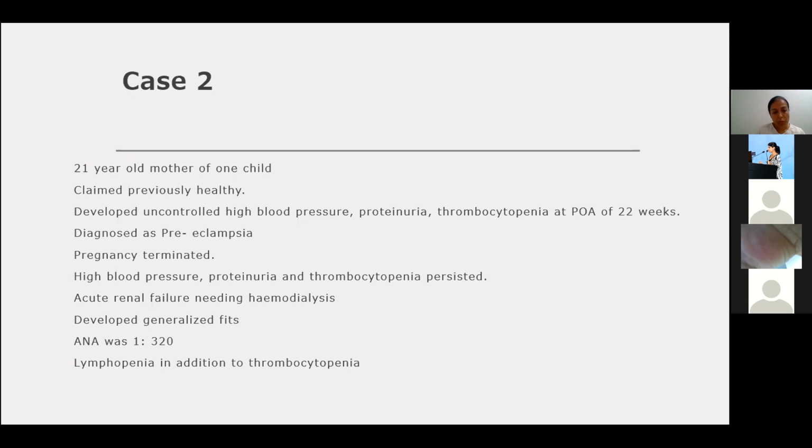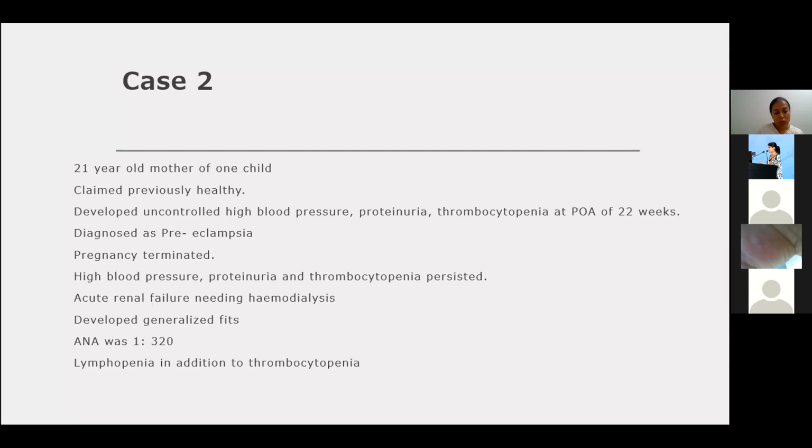She was diagnosed as preeclampsia, and the pregnancy was terminated by hysterectomy because the mother's life was at risk. However, unlike in preeclampsia, the high blood pressure, proteinuria, and thrombocytopenia persisted even 3 weeks after the pregnancy. And she then went into acute renal failure. Actually, she was discharged from the hospital and then readmitted. She needed hemodialysis, and she also developed generalized fits.